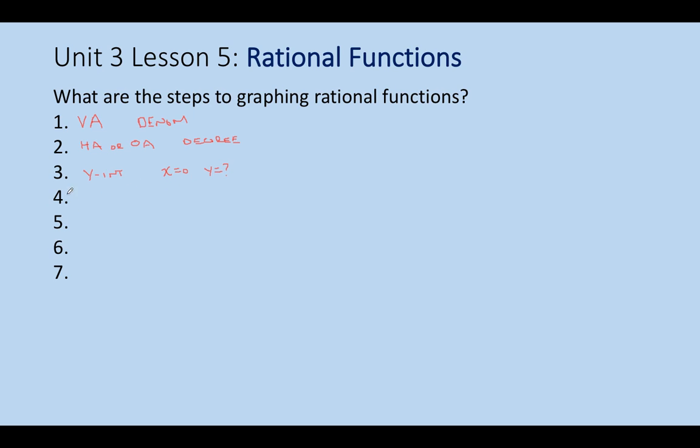Then you're going to want to go ahead and find the x-intercepts. How do we find the x-intercepts? Well, we're just going to look at the numerator. So set the numerator equal to 0 and solve. We have many different strategies for solving polynomials at this point. So whatever your polynomial is in the numerator, solve that for 0, and that's going to get you your x-intercepts.